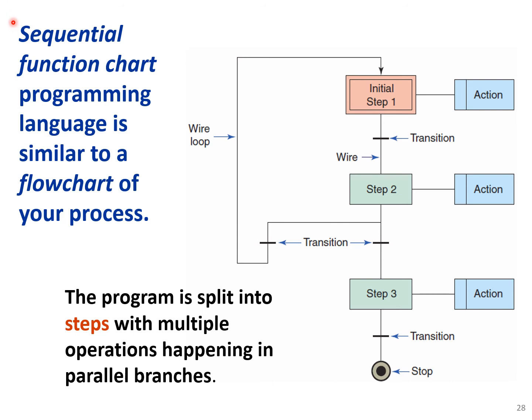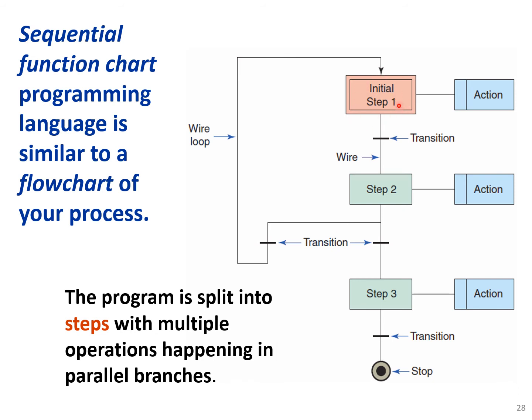And finally, we have the sequential function chart programming language, which is similar to a flowchart of your process. So it's very intuitive. They also call it graph programming because it's based on a flowchart of the program. The program is split into steps with multiple operations happening in parallel branches.